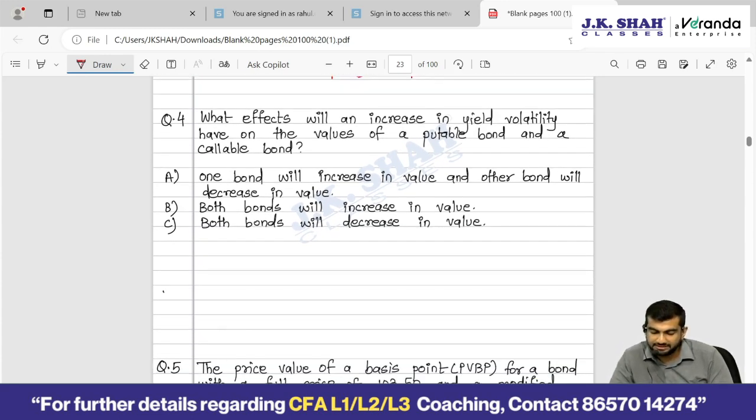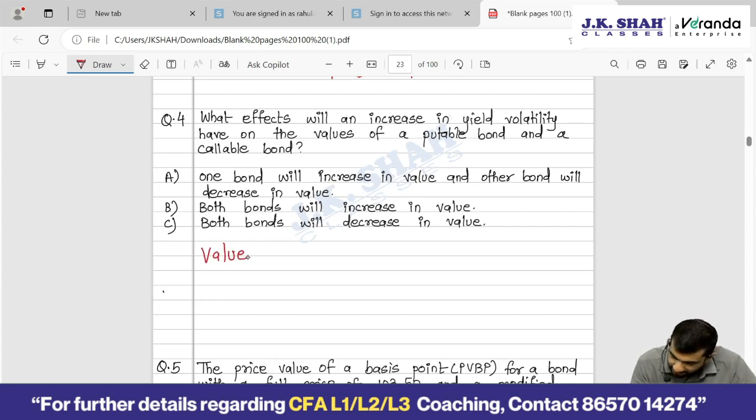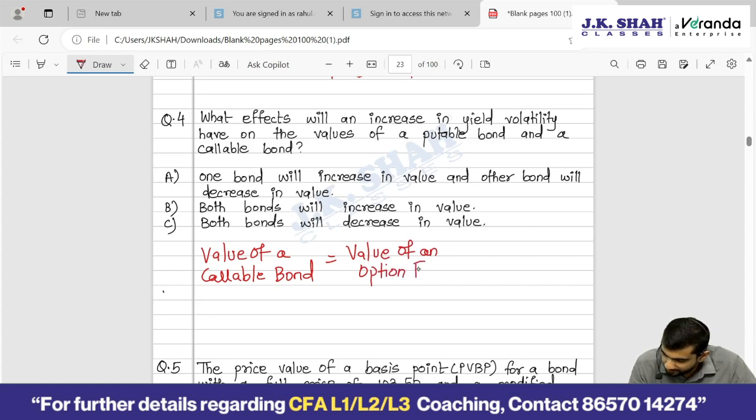Fourth, what effects will an increase in yield volatility have on the values of a puttable and a callable bond? What did you mark? Now this question is a blend of fixed income and derivatives. Value of a callable bond is equal to value of an option free bond minus value of call option.